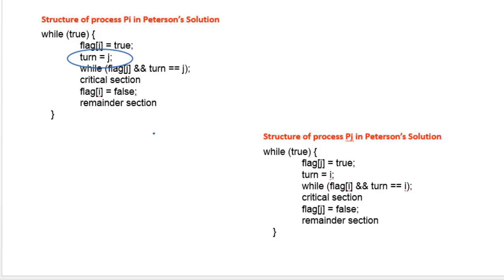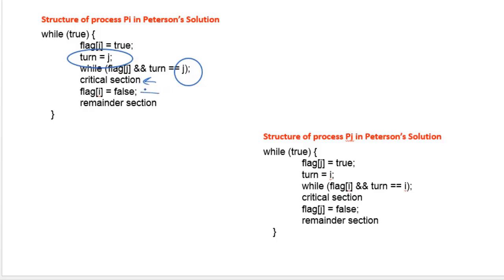j. And any process can enter the critical section only when the other process's flag is set to false or its turn is set. Please observe the code. While flag of j is true and turn is j, that means that process Pj is executing its critical section, in which case this process has to wait. It will loop in this statement itself, checking the condition of flag of j and turn value. Only when one of these two values changes can it enter into its critical section.